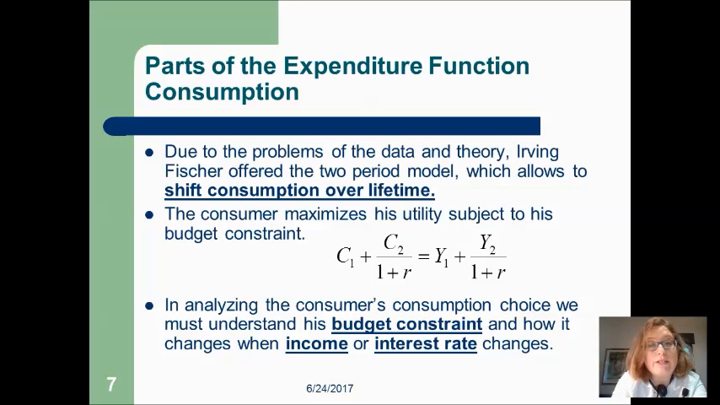So according to this theory, the consumer maximizes his utility subject to his budget constraint. The budget constraint is C1 plus C2 over 1 plus R equals Y1 plus Y2 over 1 plus R. That means that the present value of consumption equals the present value of income. Notice that we assume the consumer lives two periods. That's a very simplified assumption to try to understand how shifts in consumption and income over time can affect consumption.